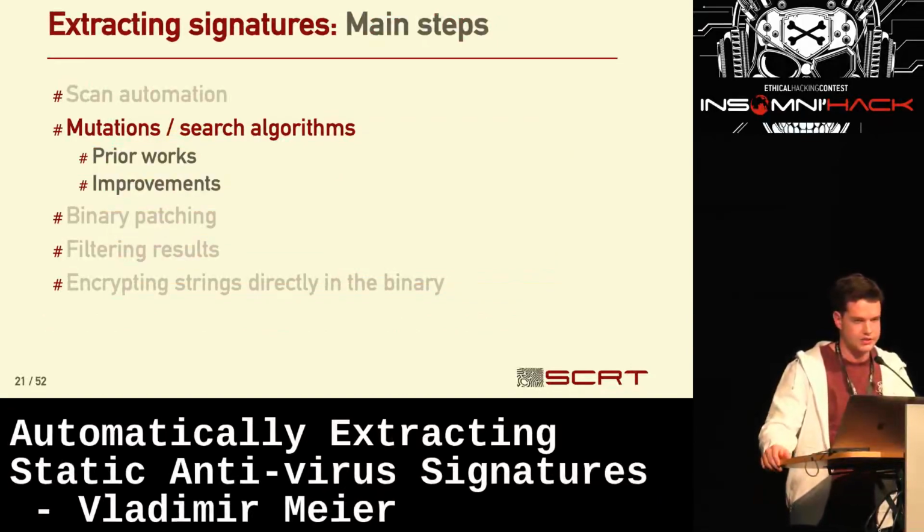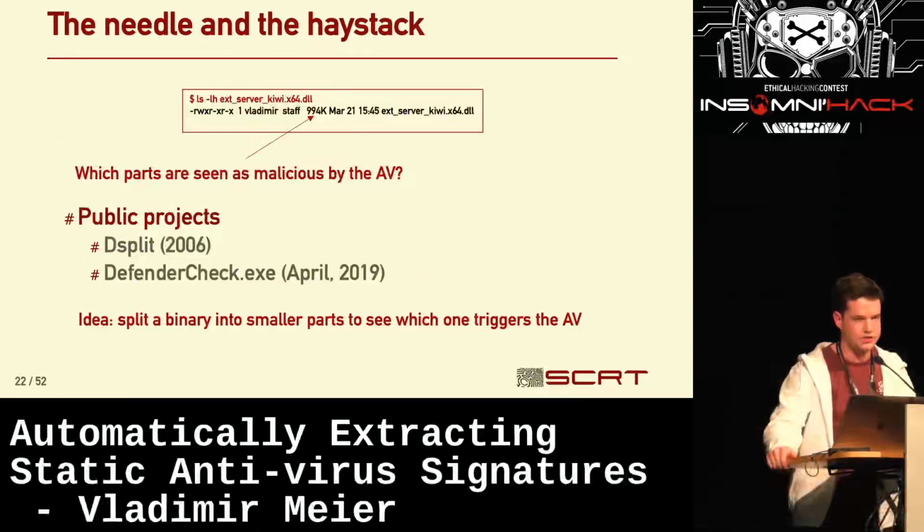Now that we can automate scans, we will be talking about search algorithms in order to find signatures. So this is a common problem. We have a needle and we have a huge haystack. How do we find the needle in the haystack? Here in this case, I've chosen Mimikatz as an example. Mimikatz is a 1 megabyte binary, and obviously not the entire file is detected as malware. It's only some specific parts in it that are detected, and we want to find them.